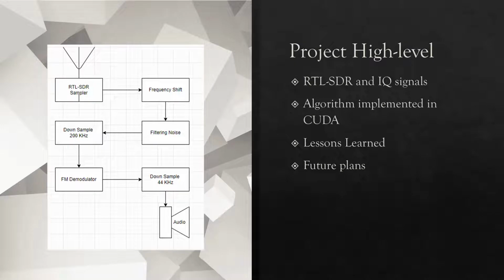Basically, I have this hardware component called an RTL-SDR, and it receives these things called IQ signals. They're radio samples, so they sample a signal in time, and they have some value for it. And basically my project is to ingest them and decode them so I get commercial radio out of it. So I implemented this algorithm in CUDA.